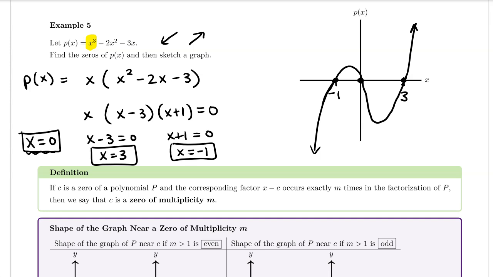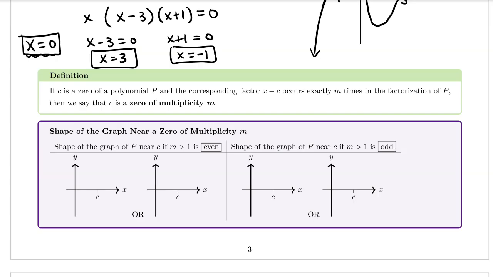Okay, definition. If c is a zero of a polynomial p and the corresponding factor x minus c occurs exactly m times in the factorization of p, then we say that c is a zero of multiplicity m. So why do we care about the multiplicity of a zero, or in other words, how many times a zero is showing up? Well, it turns out that it's going to tell us the shape of the graph near that zero. So let's start off in this table.